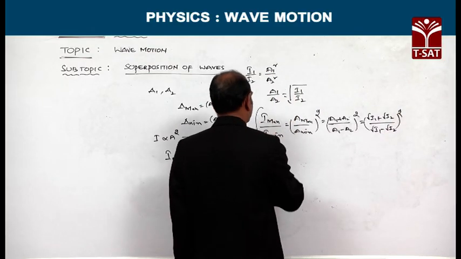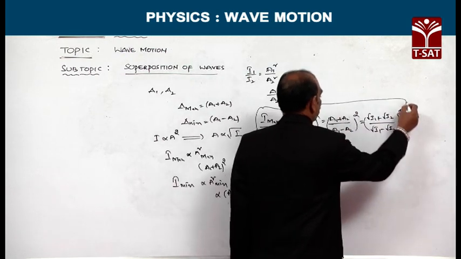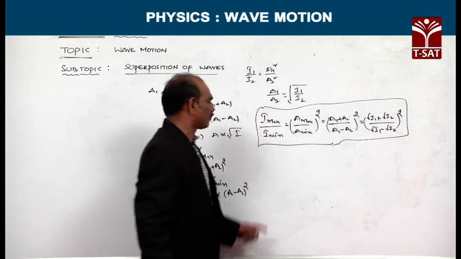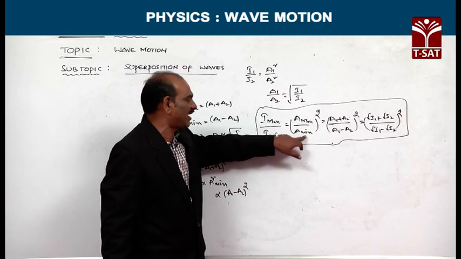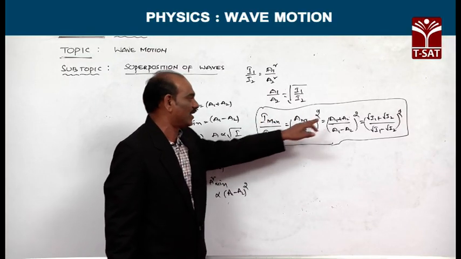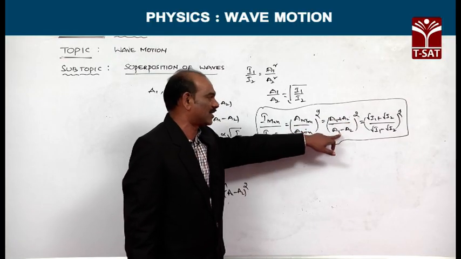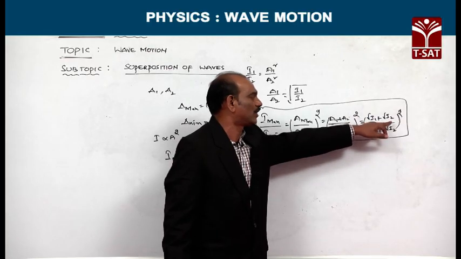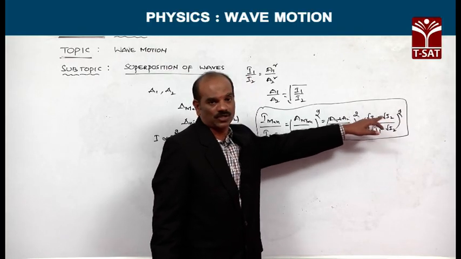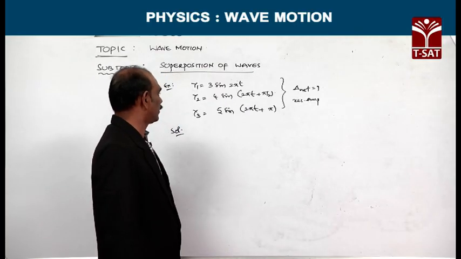So this formula is important, which relates amplitude versus intensity. I max by I min is equivalent to A max by A min square, A maxima being A1 plus A2 and A minima being A1 minus A2. This can also be written in terms of intensity as root I1 plus root I2 by root I1 minus root I2 whole square. So let us see an example problem.